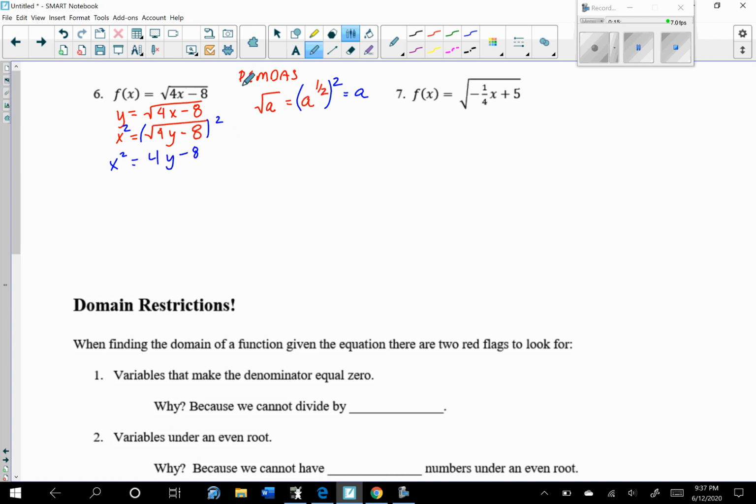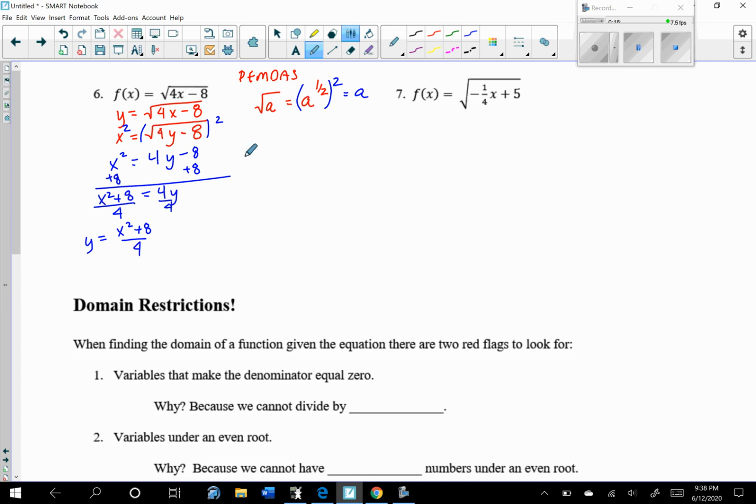Now I can do what's in the parentheses, or in this case, what was underneath the radical. So now I want to go back and do PEMDAS again. So things added or subtracted, then multiplied or divided. So add the 8 and divide by 4. And so we get x squared plus 8 over 4.